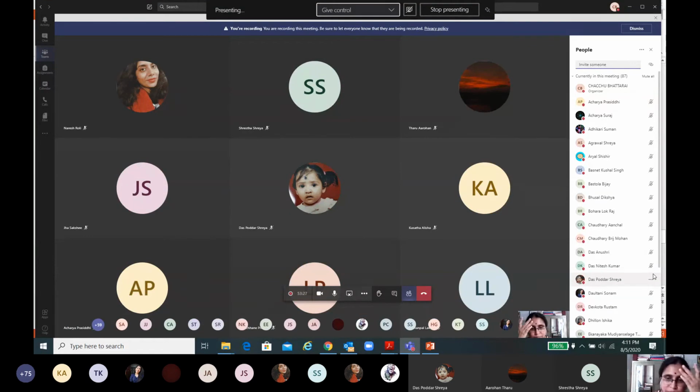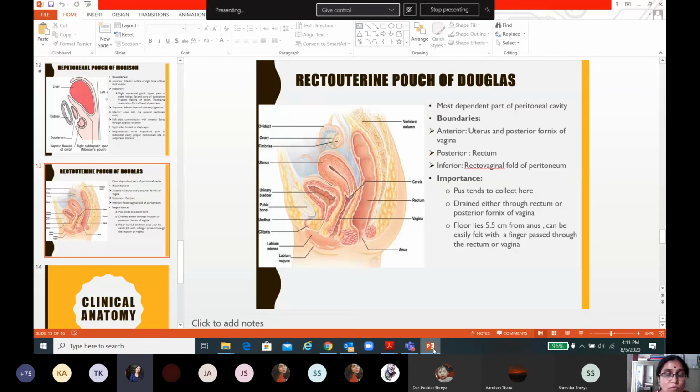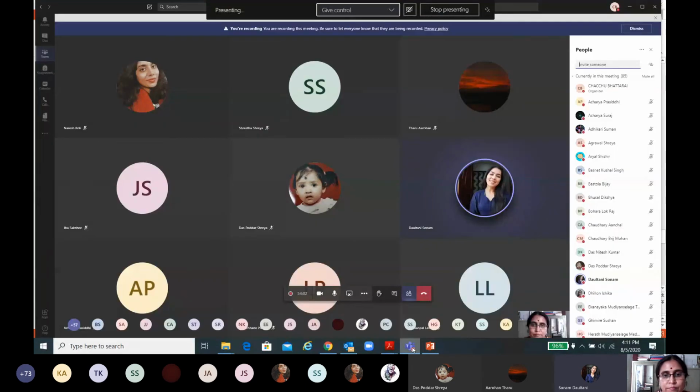Sonam. Are you there, Sonam? Yes, ma'am. Can you elaborate on the boundary of the recto-uterine pouch of Douglas? Ma'am, anteriorly it is bounded by uterus and posterior fornix. Posteriorly it is lined by the peritoneum lining the rectum. And inferiorly it is bounded by the recto-vaginal fold of peritoneum. Very good, Sonam.